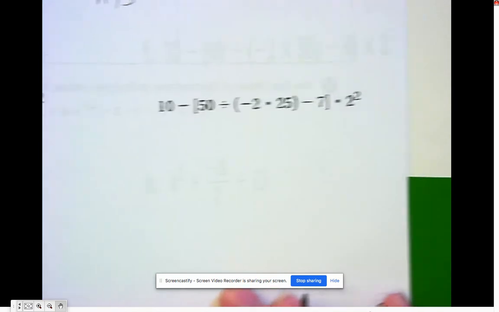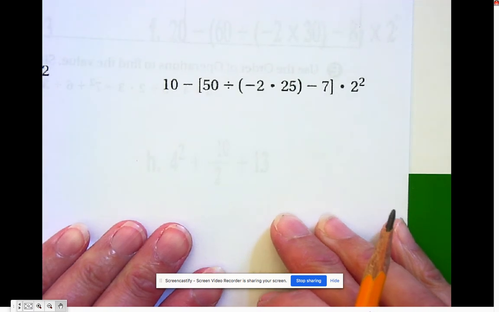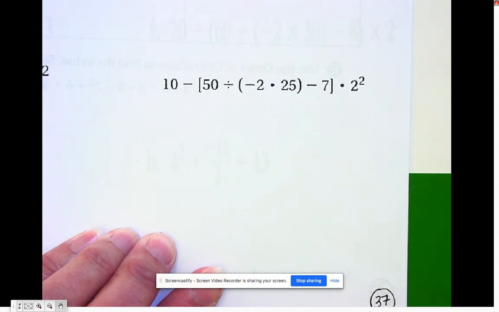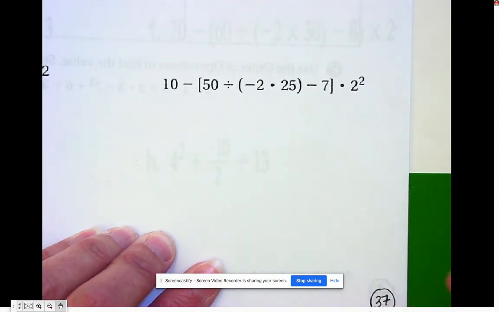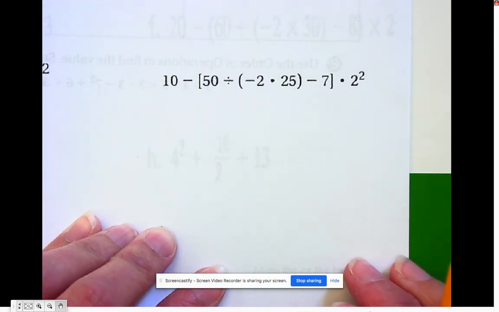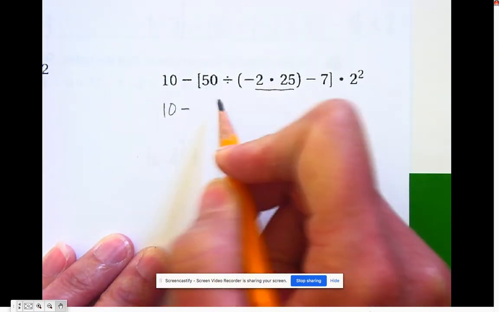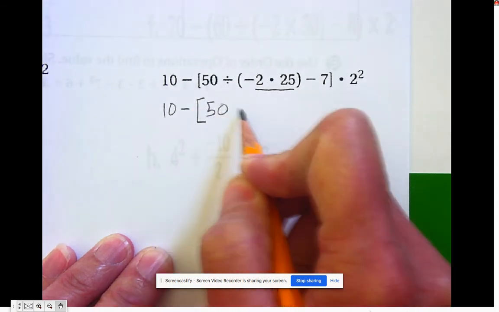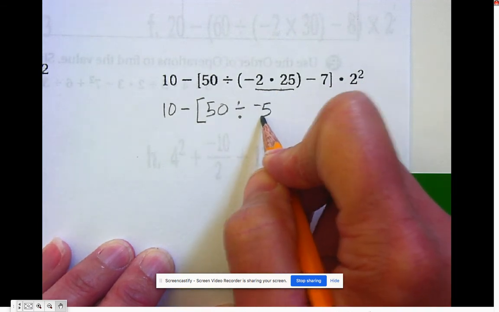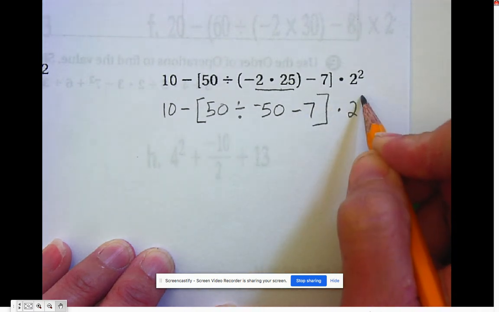Okay, same thing on this one. I'm going to go nice and slow with you on this one. Parentheses come first. It looks like I've got a bunch of parentheses, because remember the bracket is just another type of parentheses. Sometimes brackets are used when there's more than one set of parentheses, just to make it clear. So I'm going to work the parentheses inside those parentheses and do this first. I'm going to write 10 minus 50 divided by, and then I'm going to do negative 2 times 25, which would be negative 50, minus 7 times 2 squared.